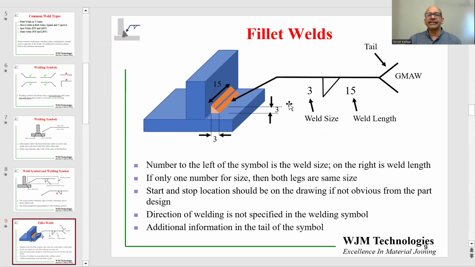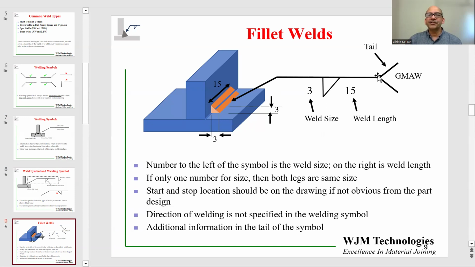That will be depicted in the welding symbol as follows. We have the fillet weld symbol, which is shown. And to the left of the symbol is 3, that is the weld size. And to the right of the symbol is 15, that is the length of the weld.